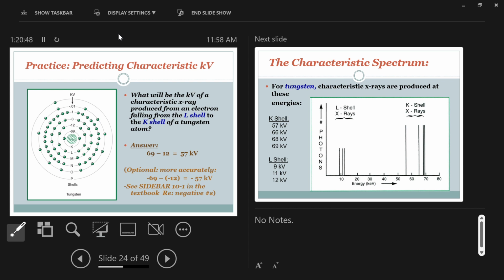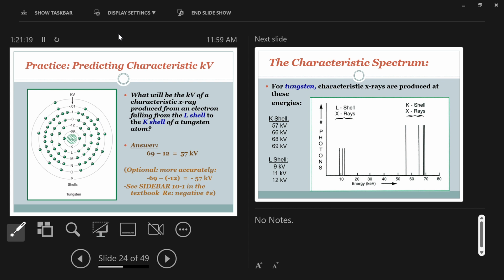Every time a K shell electron in tungsten is ejected, and then the L shell falls into place, the X-ray photon emitted will have 57 kV worth of energy. No more, no less. Okay? Every time, no matter how much energy the incoming projectile electron used to get rid of this. If it got rid of this K shell electron, the characteristic X-ray produced will always have 57 kV worth of energy.